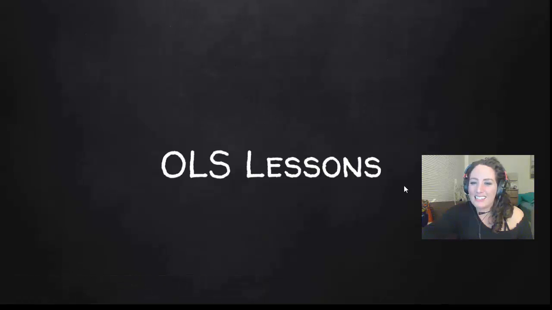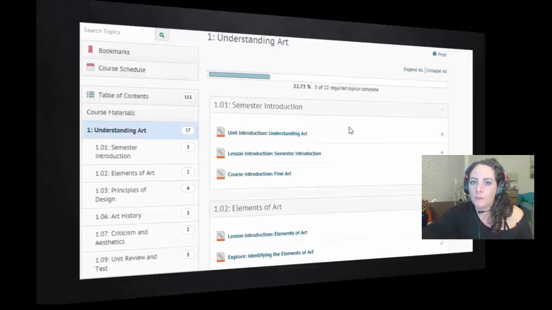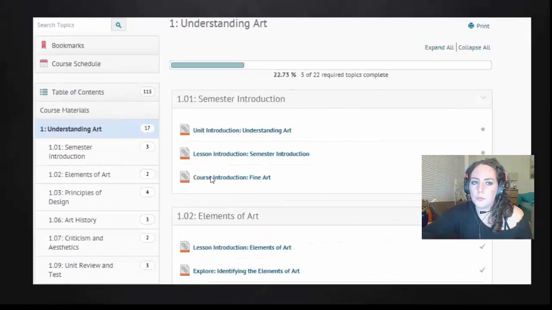So the OLS lessons that you're going to cover in this module are 1.01, which is the semester introduction. There's no testing, there's no assignments in that one. But 1.02 is where the content starts, so it's the elements of art. 1.03 is the principles of design. 1.06 is art history. And 1.07 is criticism and aesthetics.